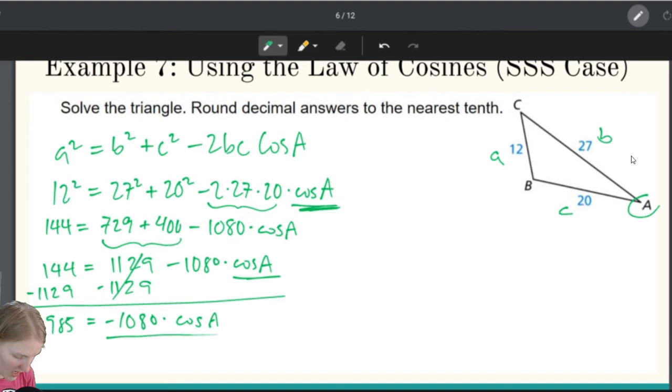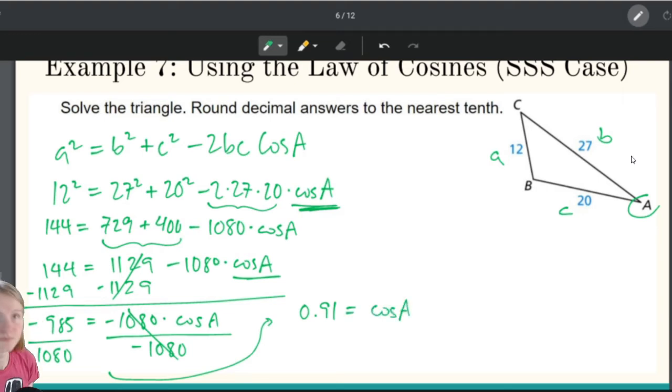And now, look at that. I can just divide by negative 1080 to get rid of that. And I get, let's see, I'm going to write it over here so it's easy. 0.91 and so on is equal to cosine of A. Perfect.